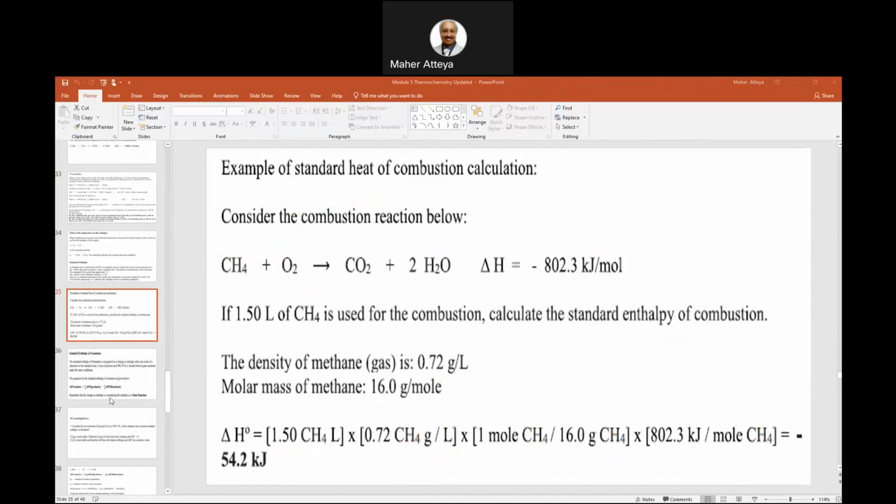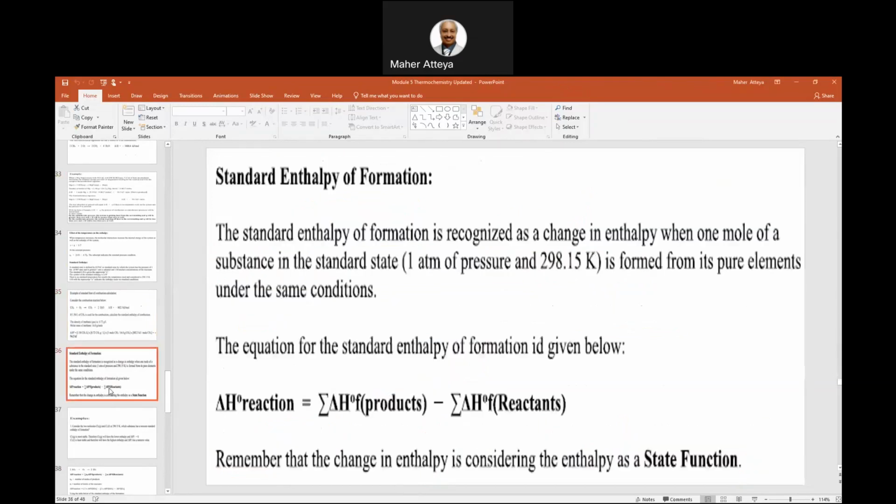It's not really difficult, but you have to know sometimes they will give you a density.